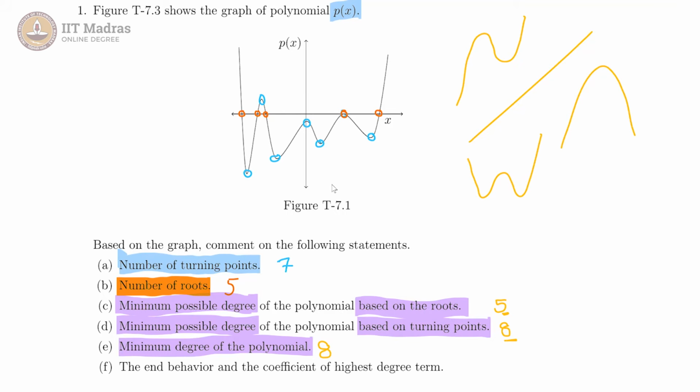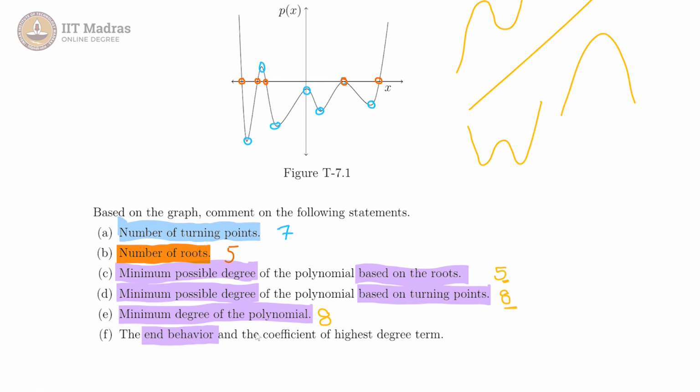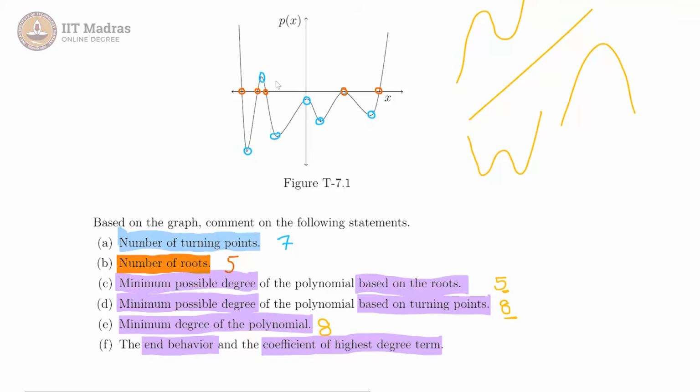And then we are being asked what is the end behavior and the coefficient of the highest degree term. So the end behavior shows that the polynomial is coming from infinity and going to infinity, which means the degree of the polynomial is definitely even. So we can say that it's an even degree polynomial.